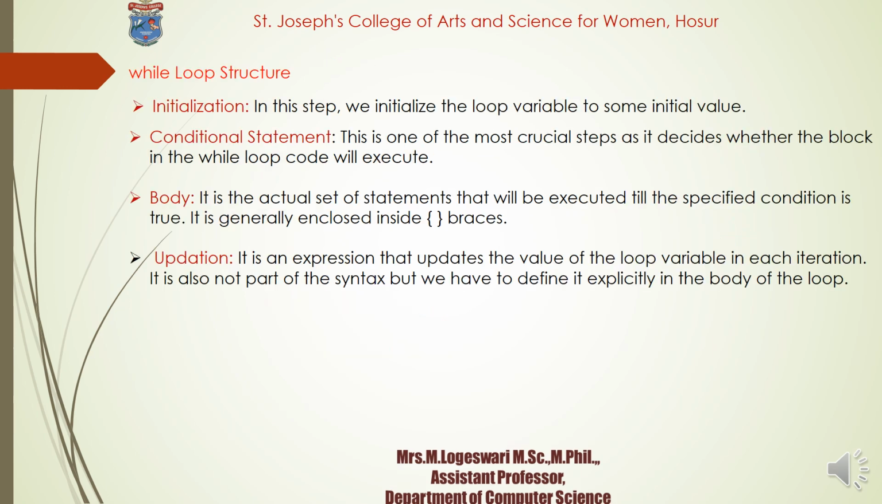Loop structure. The first step is initialization. The initialization is used to set the loop variable to some initial value. The conditional statement is used to decide whether the block of code in the while loop will execute. The body of the loop can execute some set of statements if the specified condition is true. It is also enclosed with open brace and close brace. Updation is used to update the value of the loop variable in each iteration.